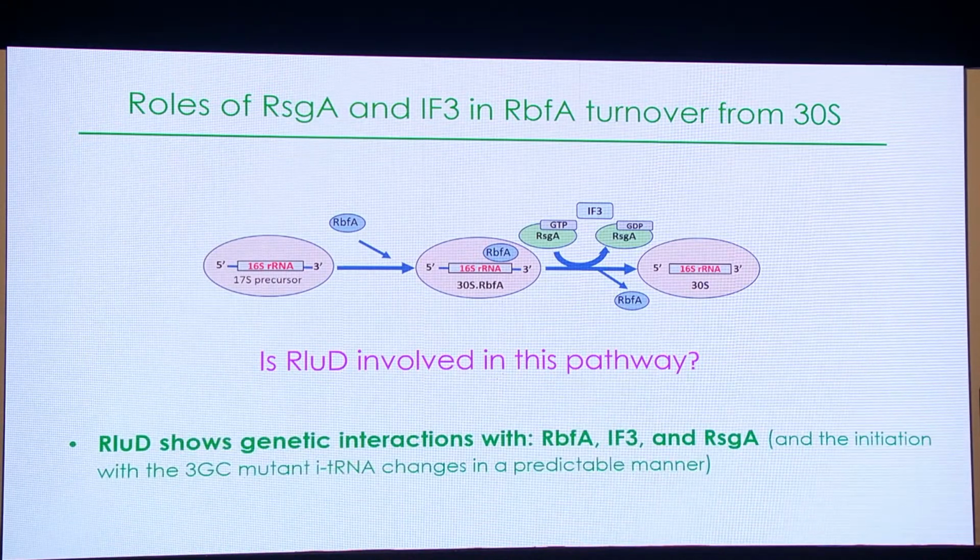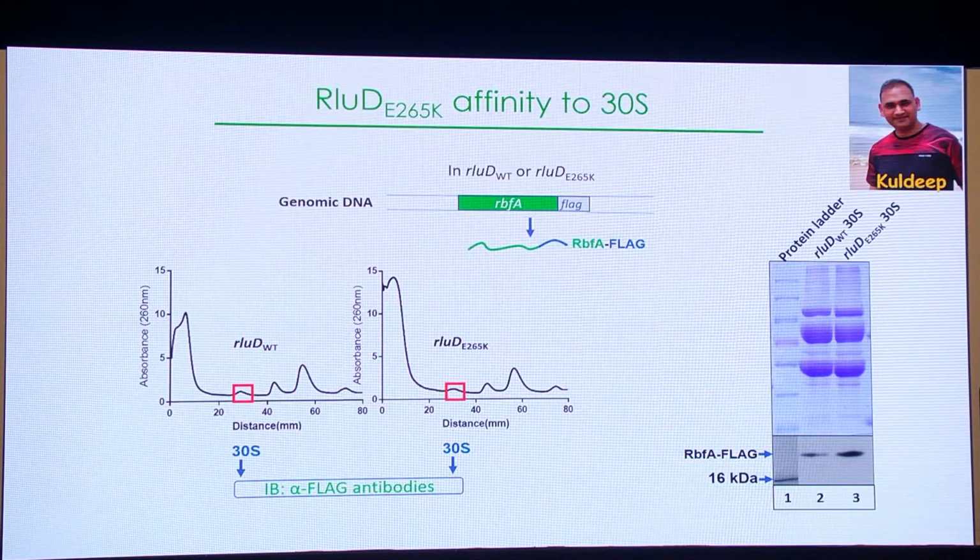So we did a lot of genetic analysis, because you can make predictions from these factors that are involved. You can predict whether the initiation with the mutant tRNA we are dealing with, the 3GC mutant tRNA, will go up or down, and all of those genetic predictions were met here. So that then allowed us to ask whether RluD is actually removing RbfA from the ribosome.